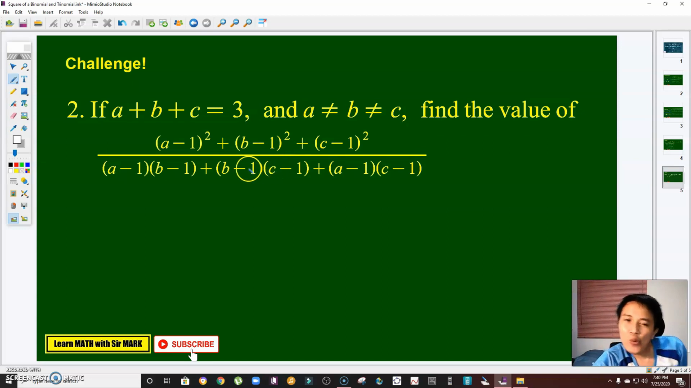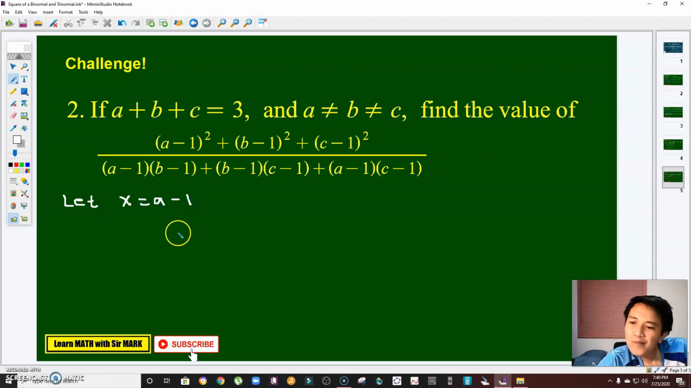Actually, it's not. Okay? Observe that all of them have a minus 1. It's just like A, B, C, and then you subtract 1. That's the structure. So my point here is, to make it simpler, I'm going to let a variable other than A, B, C, let's say X, I'm going to let X equals A minus 1.